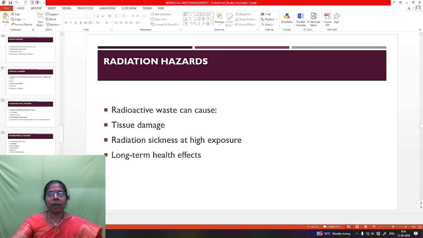And the next one is radiation hazards. The radioactive waste can cause tissue damage, radiation sickness at high exposure, and long-term health effects. Radioactive elements may cause hazards.